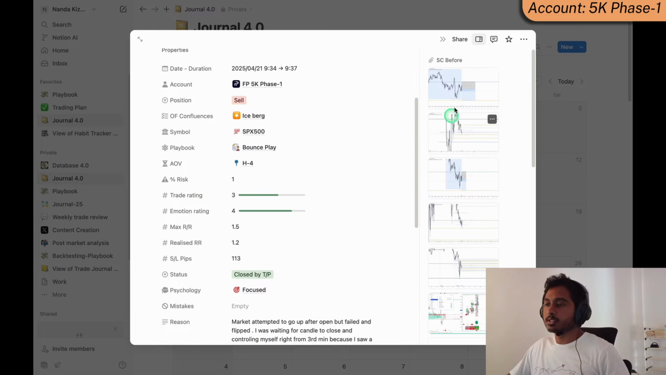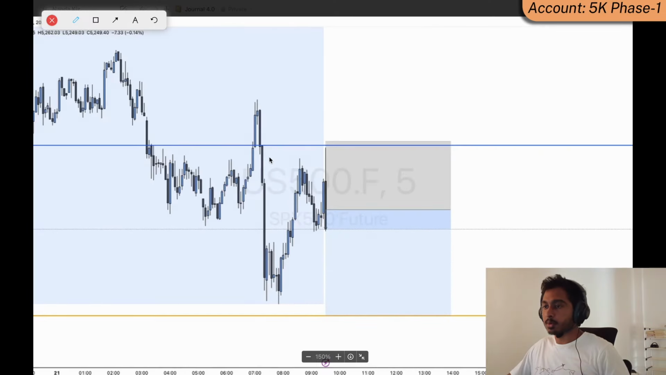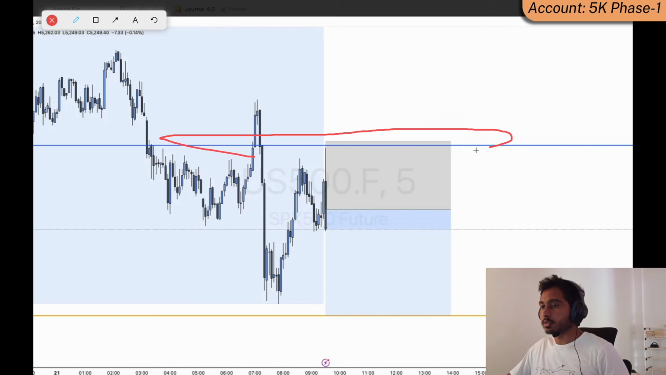So with that being said, let's start breaking down the trades. Let's start off with Monday. This is the only trade I took on Monday. It was bounce play sells from this H4 key level, as you guys can see here.